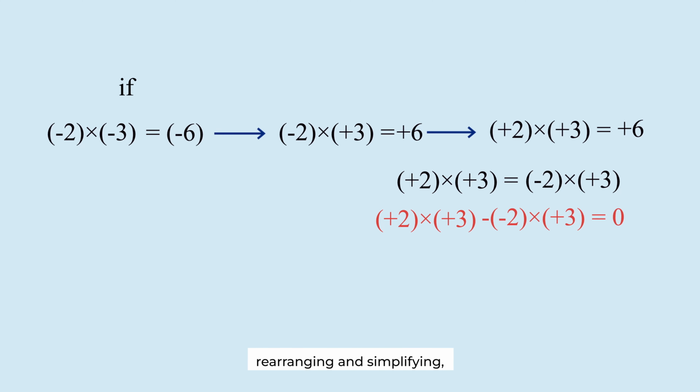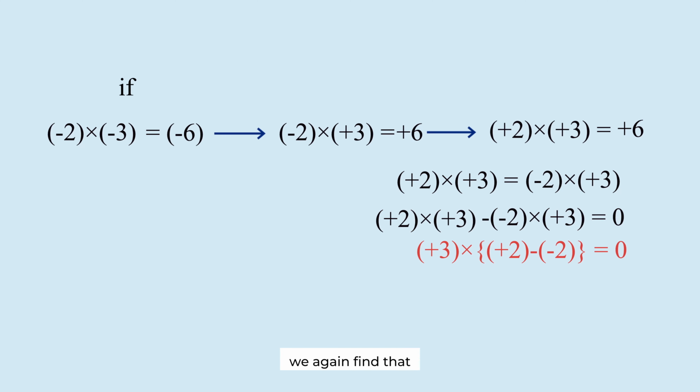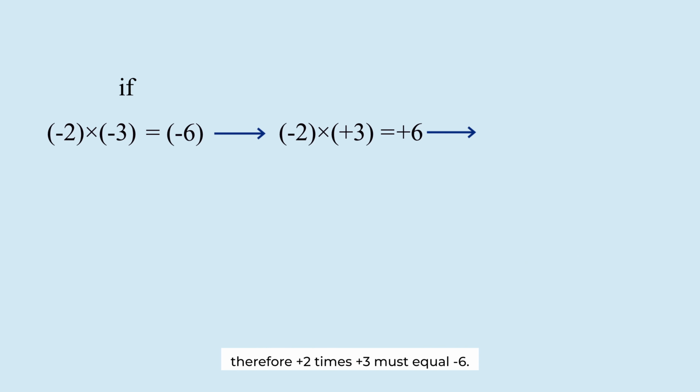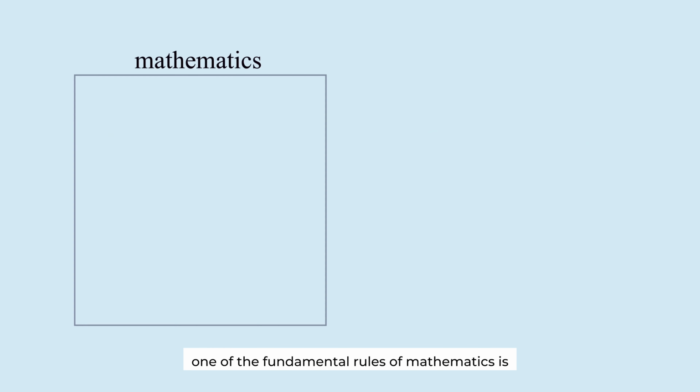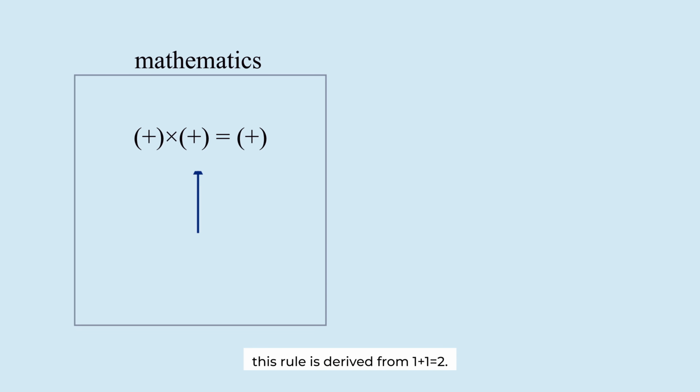Rearranging and simplifying, we again find that this value must be 0. It would require plus 2 to equal minus 2. This is impossible. Therefore, plus 2 times plus 3 must equal minus 6. But this result would contradict the current mathematics. One of the fundamental rules of mathematics is that a positive times a positive equals a positive. This rule is derived from 1 plus 1 equals 2.